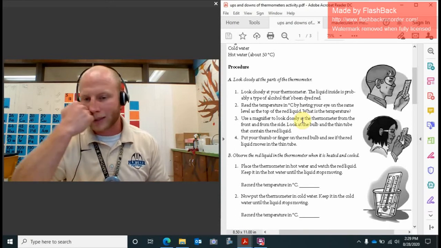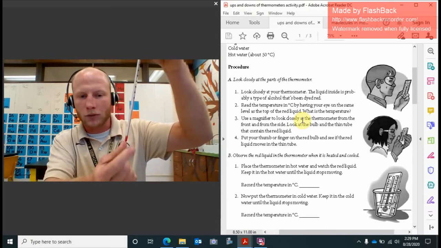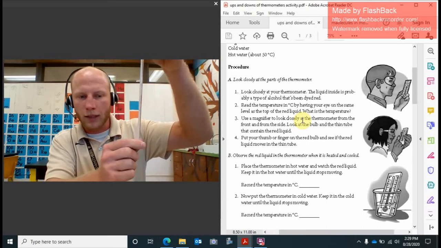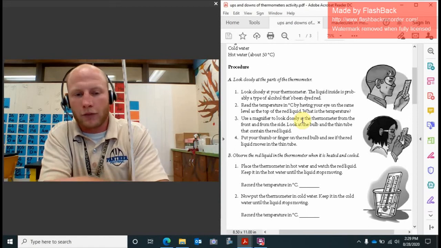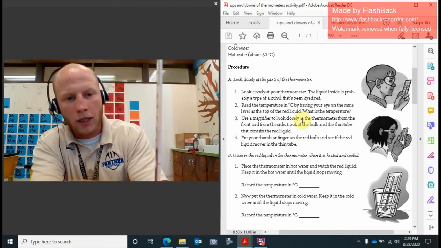Okay, and then what it tells you to do is put your finger on the red bulb, like I'm doing right here at the bottom. So this is where the temperature is being gauged. And if I hold it here with my finger and my thumb, I can slowly start to watch it climb.